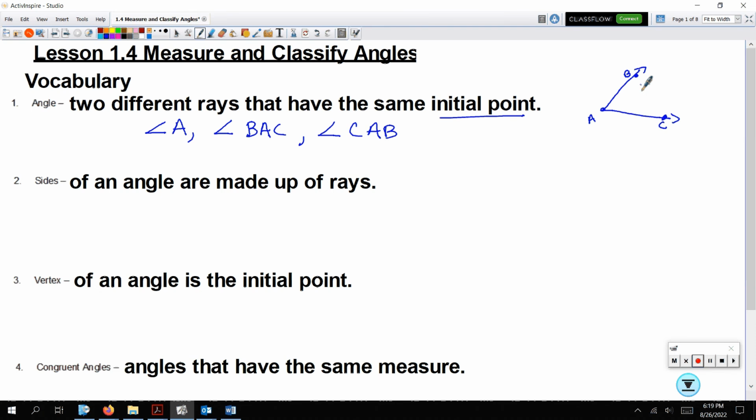The sides of an angle are made up of rays. We just talked about that. So the sides of that angle are AB, remember, there's my ray, and AC. My two rays, where A is the initial point, the intersection of the two rays that share the same endpoint. The vertex of an angle is the initial point. So the vertex in this case is point A.